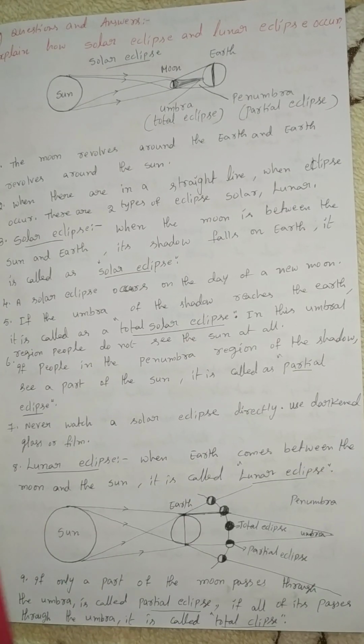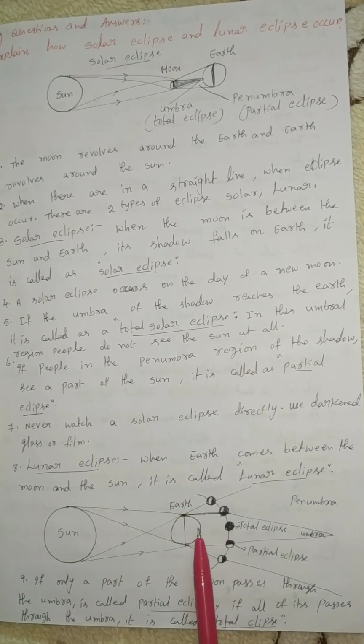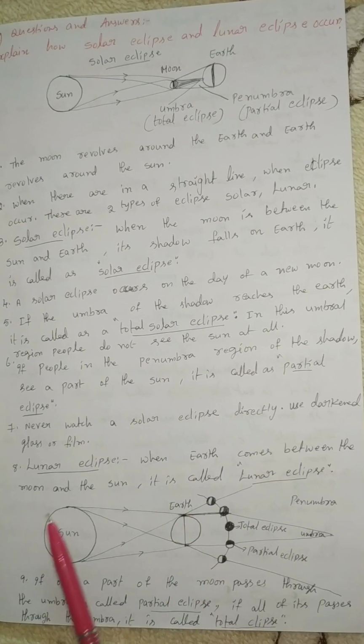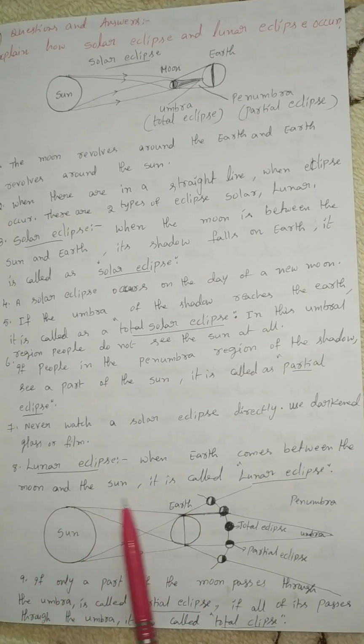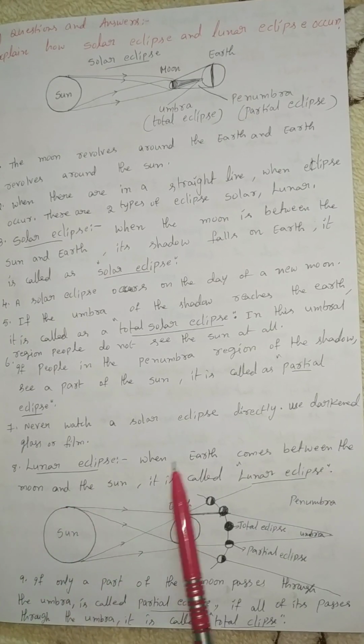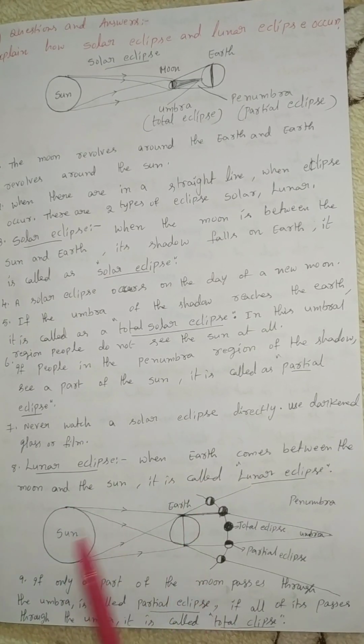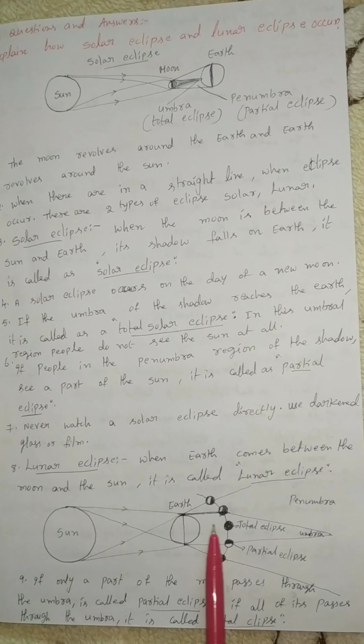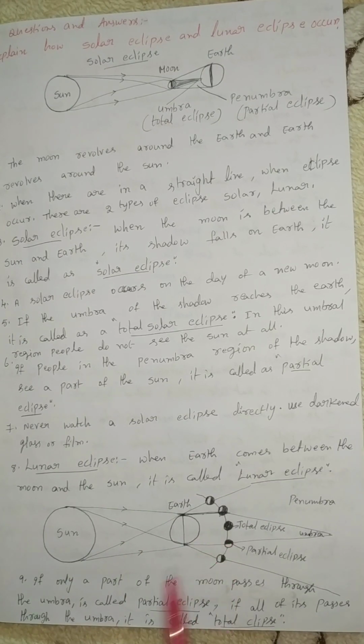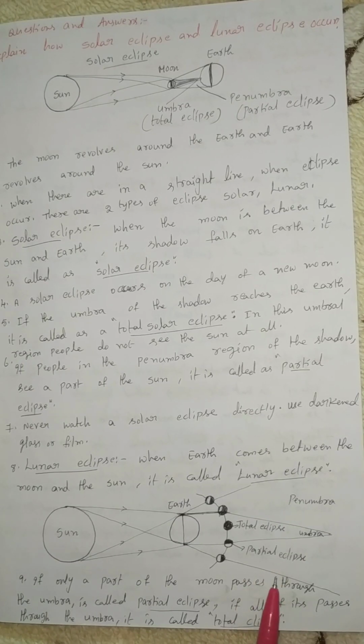Next one, lunar eclipse. Lunar means moon. Between the sun and the moon, the earth will be present. So when the eclipse occurs, it is called lunar eclipse. When the earth comes between the moon and the sun, it is called a lunar eclipse. This also has two types, total eclipse and partial eclipse.